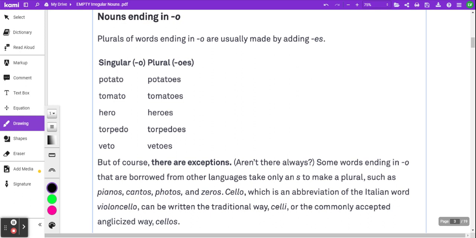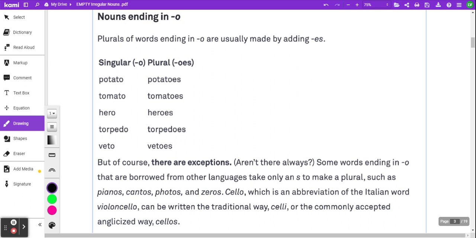So aquí dice si hay una palabra que termina en O. So si la palabra termina en un vocal, pero el vocal específicamente es an O, el O. For example, potato, papa, tomato, tomate, hero, héroe, torpedo.